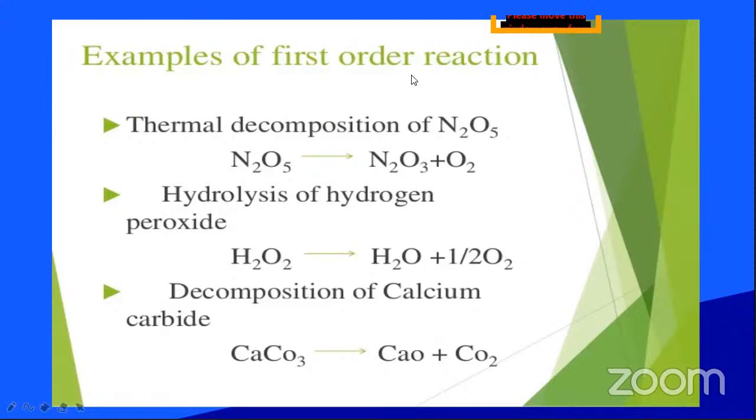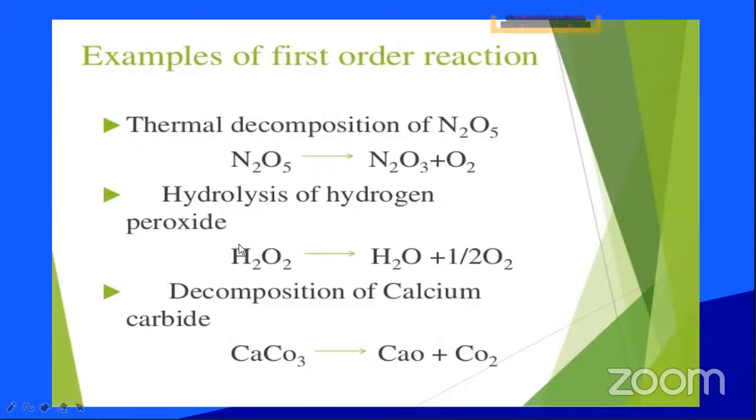What are the examples for the first order reaction? These three. See this one: thermal decomposition of nitrogen pentoxide, N2O5. On decomposition, what will be formed? Nitrogen trioxide N2O3 plus oxygen gas. So this is one of the examples for the first order reaction.